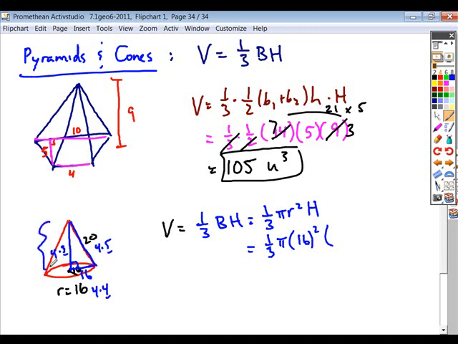So what is our total height? 12. So what we can do here is plug this in. 3 goes into 12 4 times. And if you multiply this through, you get 288 pi cubic units for your volume.